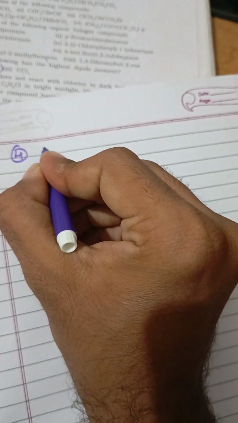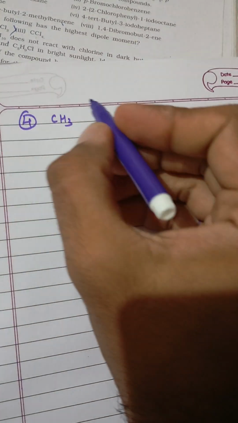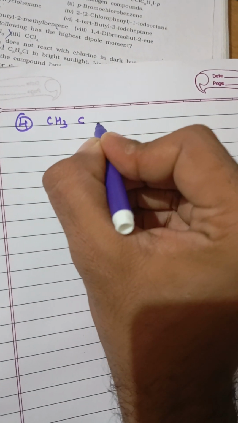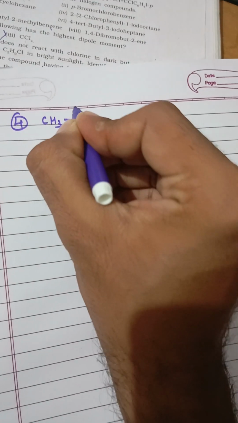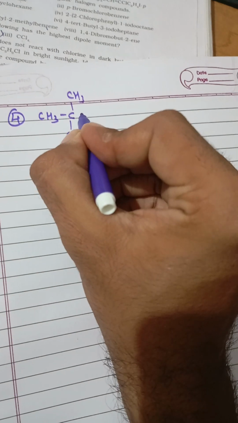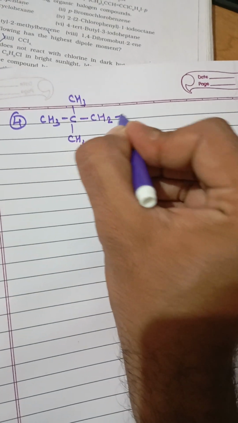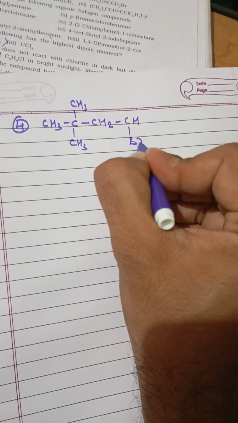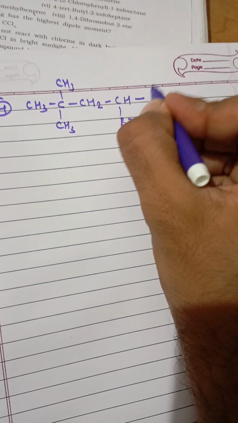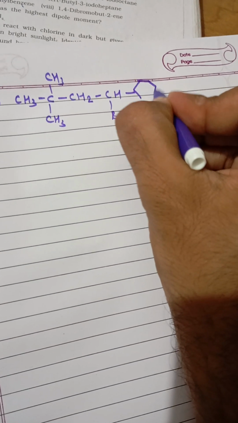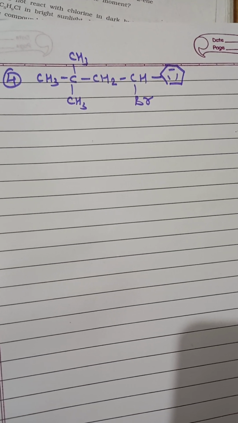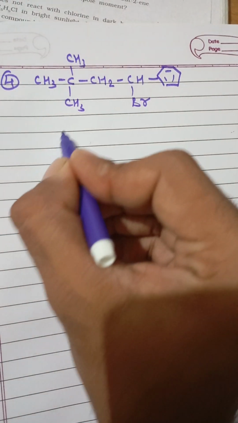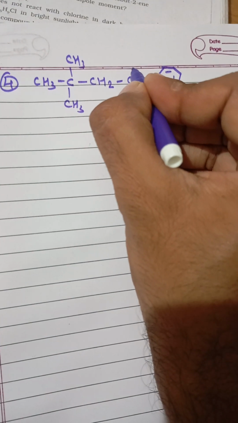In the fourth one, the structure is like this: CH3, then after C, total 3 CH3 come on the very first carbon, CH2, CH, here Br, and then after C6H5 is given to us, which is called a benzene ring. So this kind of structure we have. According to the nomenclature system, we have to write on this side.